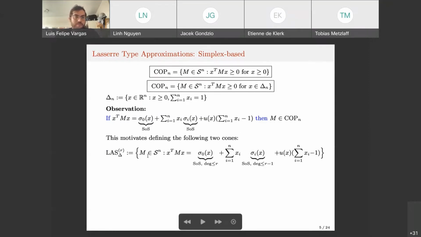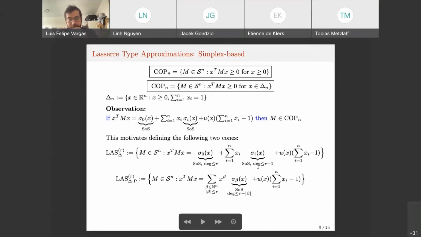We are going to call the Lasserre simplex cone at level r the set of matrices for which such a certificate exists, imposing the constraint on the degree of the squares up to degree r. And we can define the Lasserre preordering cone at level r, now allowing not just x_i times a sum of squares, but a product of the variables x_i. So we can consider here x^beta, where x^beta is any monomial up to degree r, multiplied by a sum of squares.